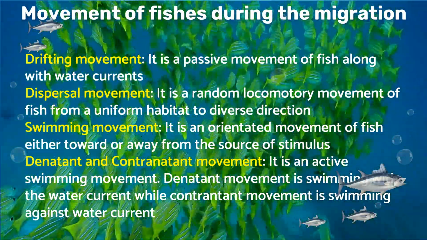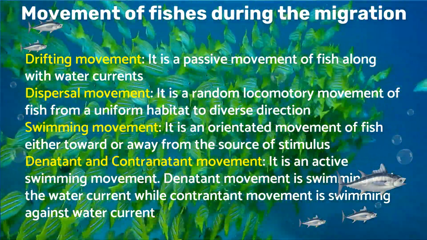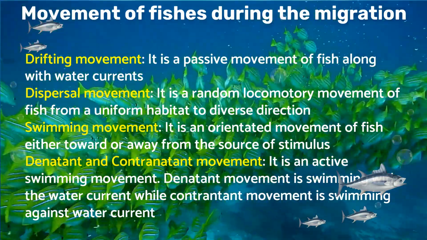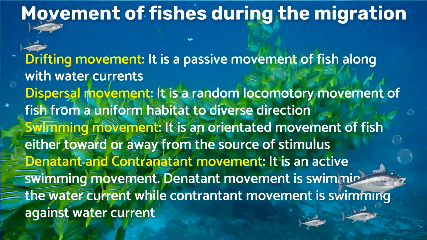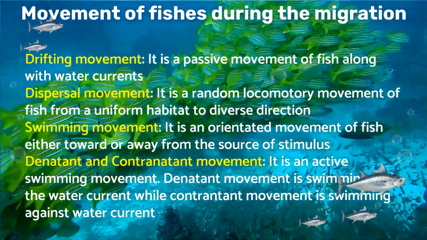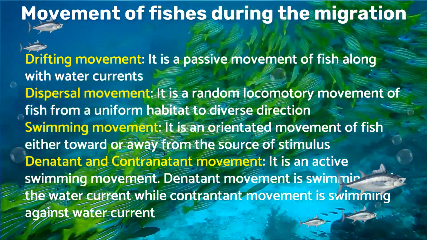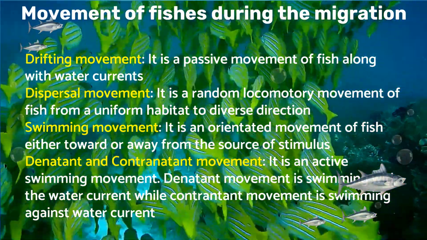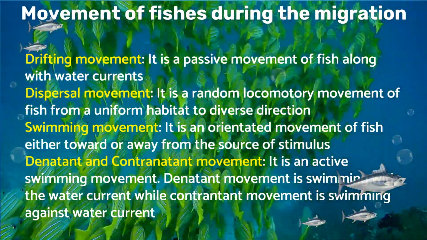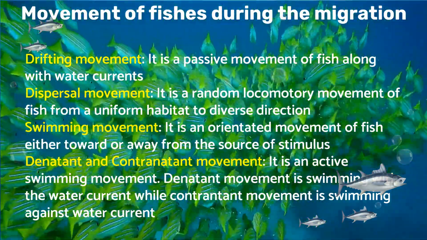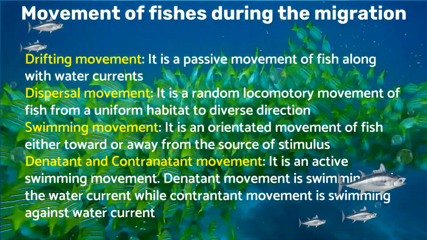Let's see what are the different movements of fishes during the migration. Drifting movement. It is a passive movement of fish which occurs along with water currents. Dispersal movement. It is a random locomotory movement of fish from a uniform habitat to diverse direction. Swimming movement. It is an oriented movement of fish either toward or away from the source of stimulus.